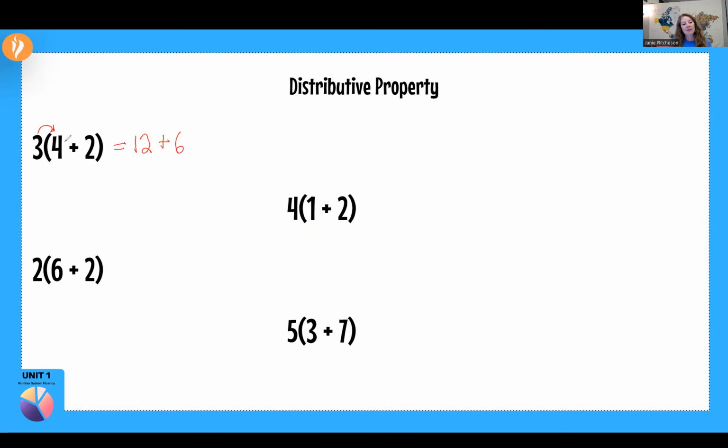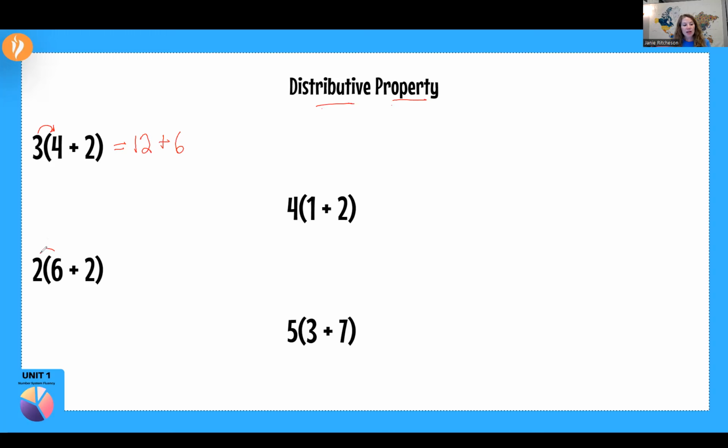Now, if I want to go back and check this, obviously I know that 12 plus 6 is 18. If I want to use order of operations, I would add 4 and 2 and get 6, and 6 times 3 is 18. I know they're equal. But we're just practicing writing using the distributive property right now.